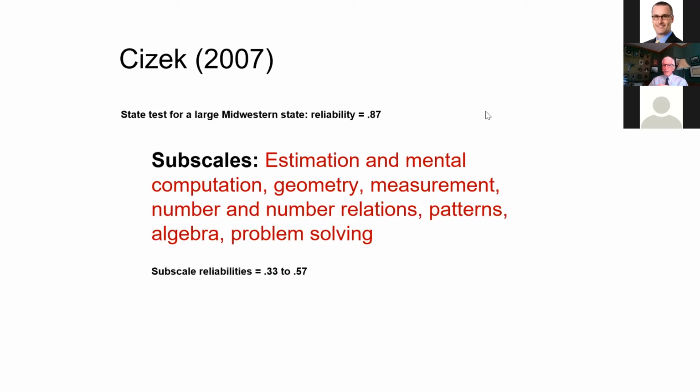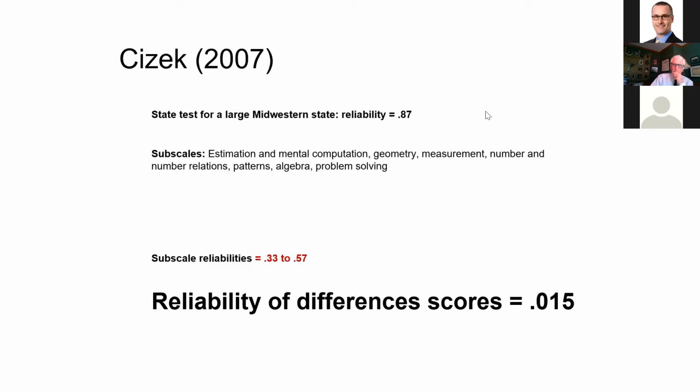Now, the test, remember it's a state test, has or had subscales: estimation and mental computation, geometry, measurement, et cetera, et cetera. Each one of those has its own reliability. And those subscale reliabilities went from 0.33 to 0.57. Now, those aren't good reliabilities. Those are relatively low. It gets worse, okay? The real kicker here is that the reliability of difference scores on this test is 0.015. That's 0.015.